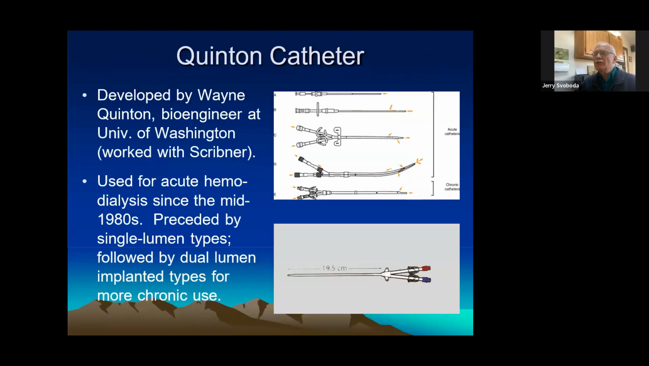Next, at the same place, the University of Washington, Dr. Quinton developed the dialysis catheter, which was initially, if you look at the very top, a single lumen catheter, and the machines were set up to use that. But quickly, it developed into a 2-lumen device, a side-by-side catheter, and eventually was developed into a unit that could be implanted.